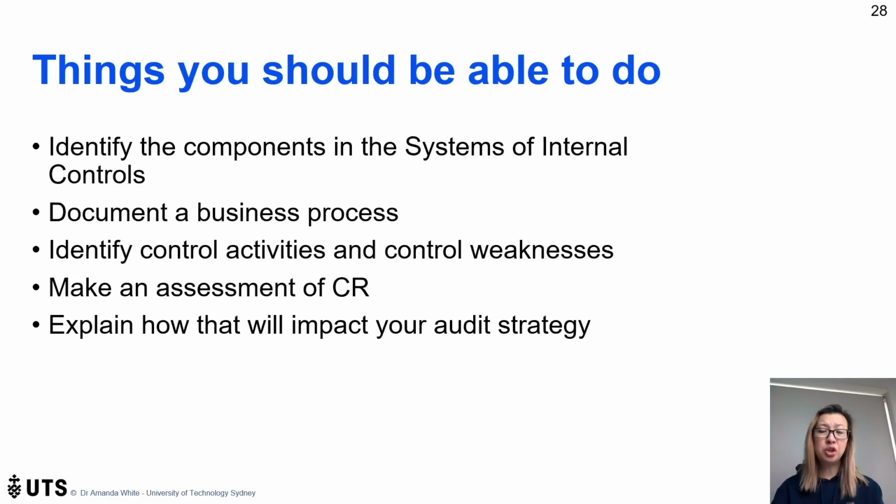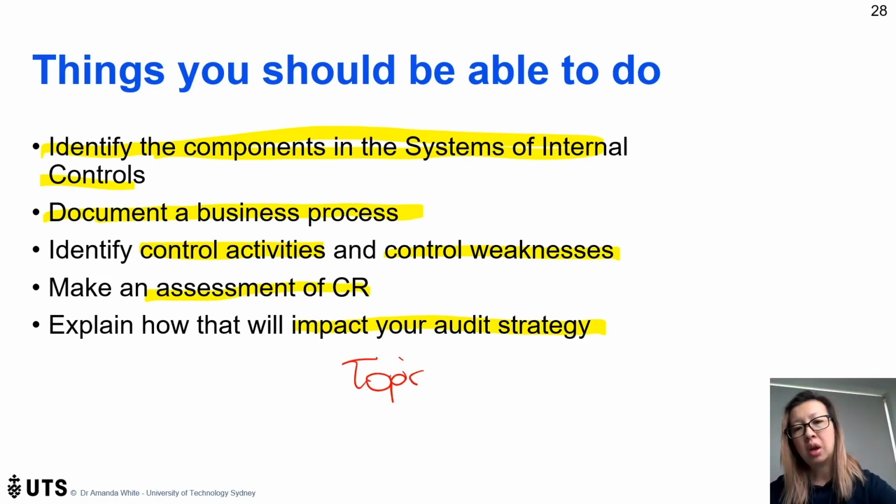So what should you be able to do? Number one, identify your components of the systems of internal control. You should also be able to document a business process. I'll give you some more examples to try. You should be able to then identify any control activities and any weaknesses in that process, make an assessment of control risk as low, medium, or high, and then explain in a very brief way how that will impact your audit strategy. But topic 4 of this particular module will go into that in a lot more detail. So you just need to know, are we going to test the protective layer, or are we going to dive deep into the detail of the individual transactions?